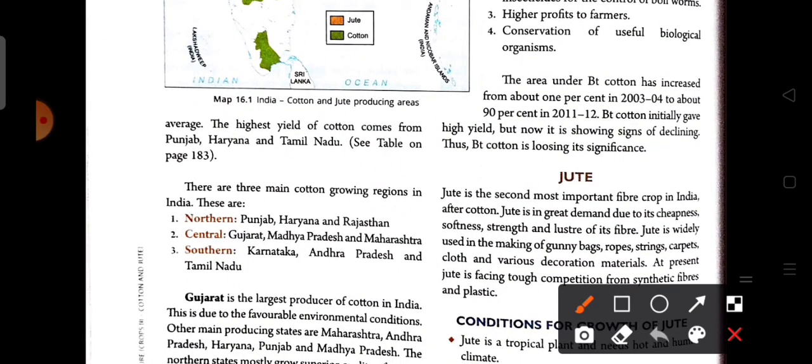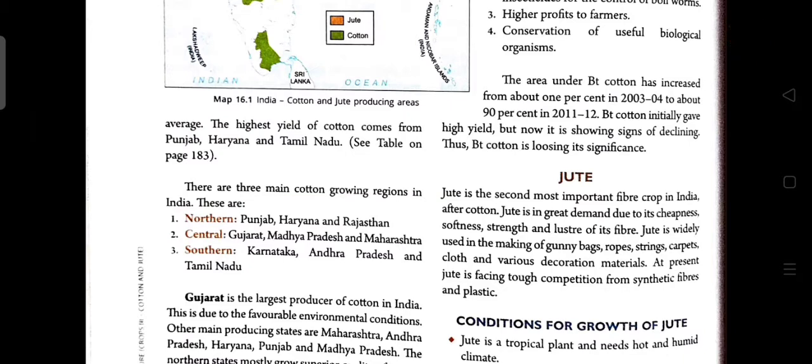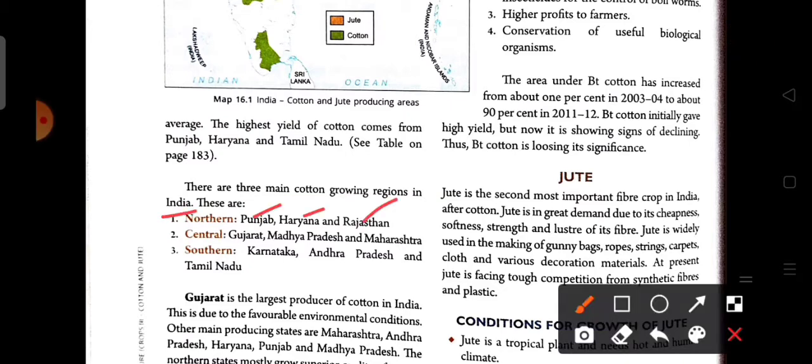Now here we see that the highest yield of cotton comes from the states of Punjab, Haryana, and Tamil Nadu. There are three main cotton growing regions in India. What are the three main growing regions? They are northern, central and southern. It is divided into three parts. In the northern region there are Punjab, Haryana, Rajasthan. In the central region there are Gujarat, Madhya Pradesh, Maharashtra, and the last is the southern region, where the states of Karnataka, Andhra Pradesh and Tamil Nadu are present.